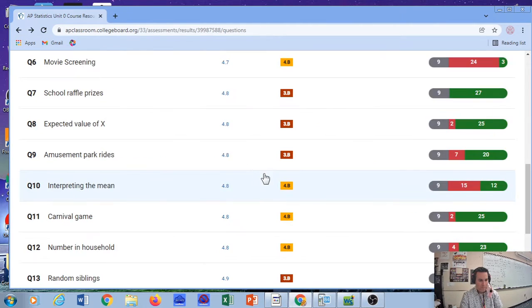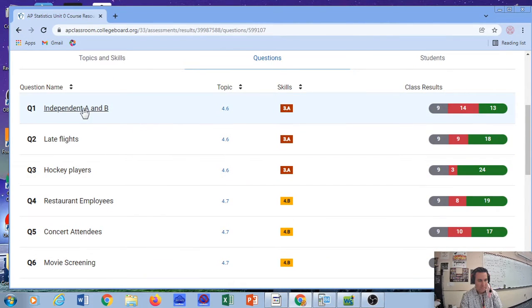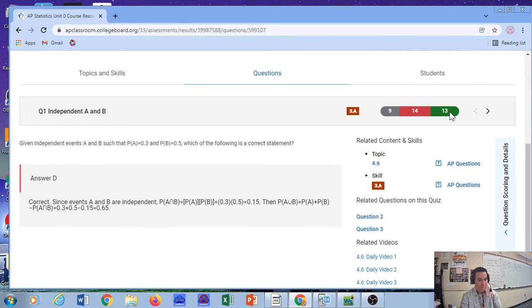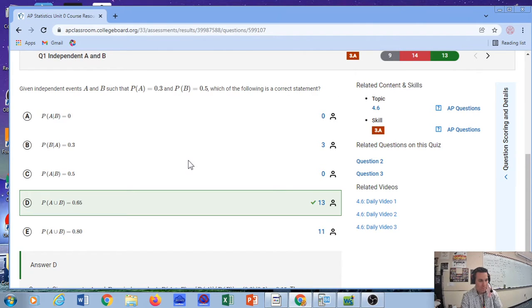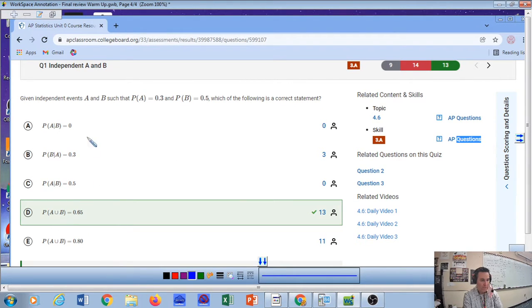So that one was missed by 15 of you, and then independence. This was exactly like the test question that so many people missed. We did a lot better on this one than we did on the test. But remember, when you're calculating the probability of A or B, which is what you're doing here, well, first of all, if these are independent, that means that the probability of A given B occurred should be the same as the probability of A.